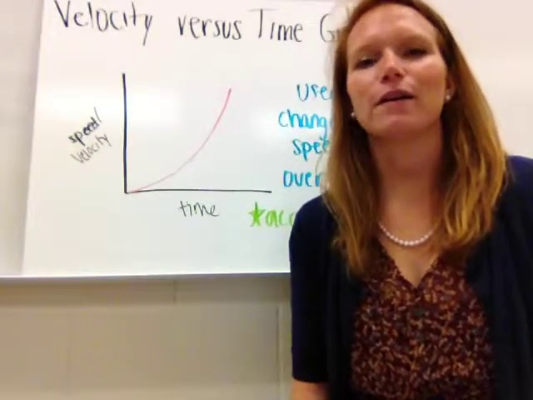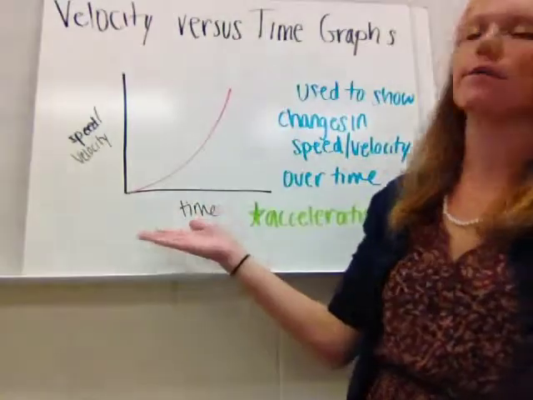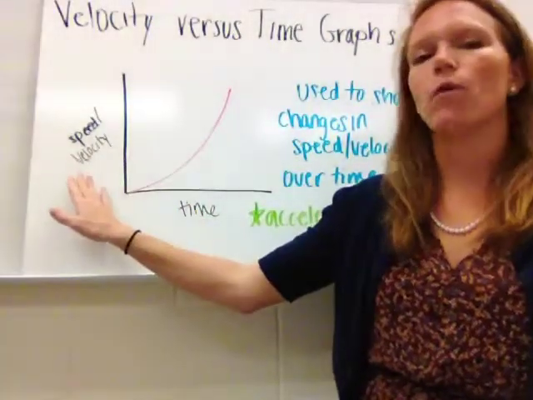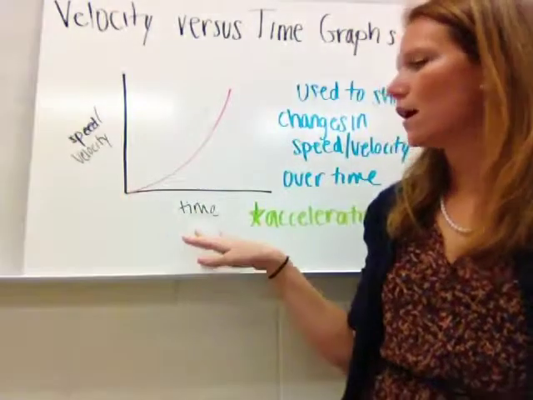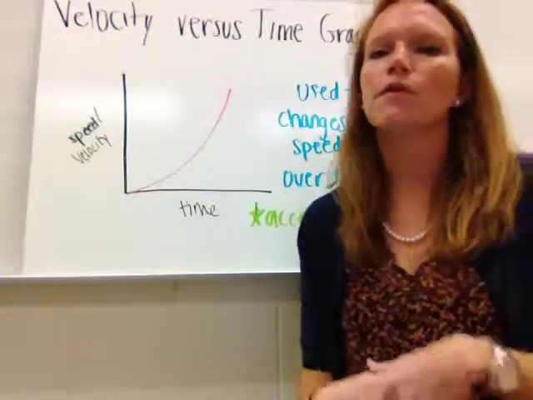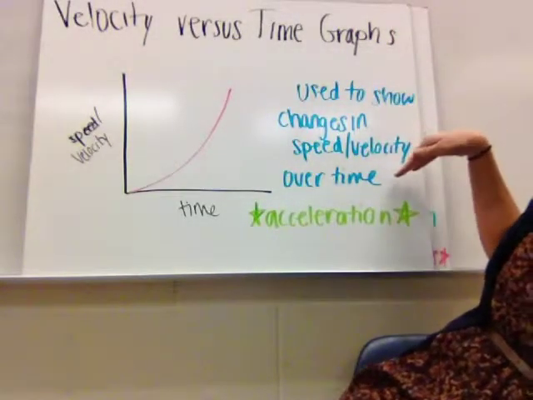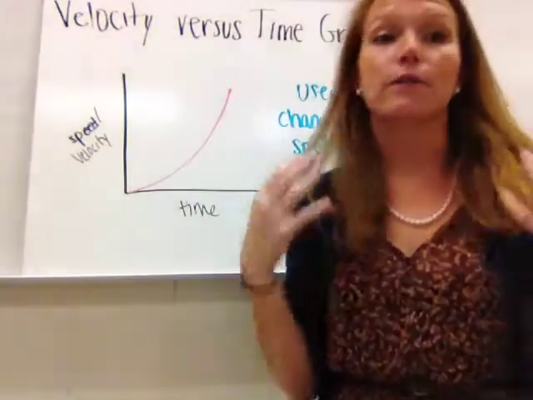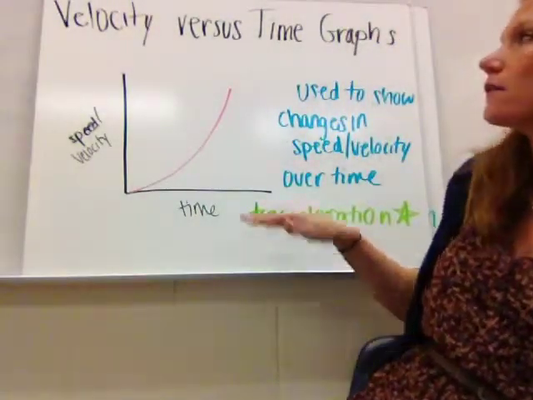Hey there, today we're going to talk about velocity versus time graphs. So a velocity versus time graph will look like this. On the y-axis, you'll have speed or velocity, and on the bottom you'll have time. Obviously the line will be in the middle. Velocity versus time graphs are used to show changes in speed or velocity over time. Now, change in speed or velocity over time is known as acceleration.